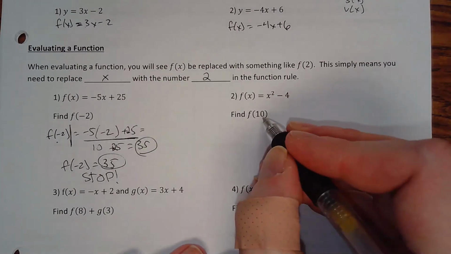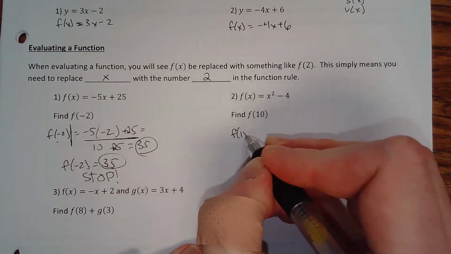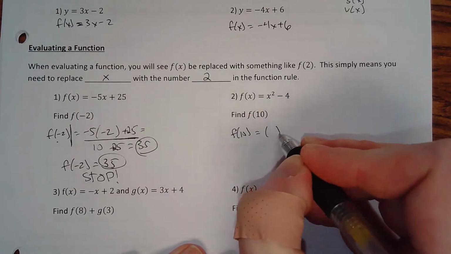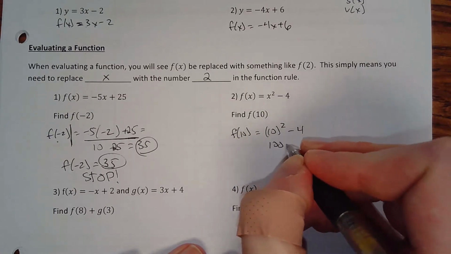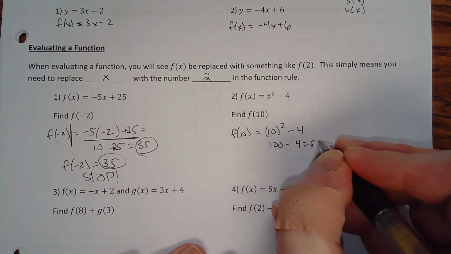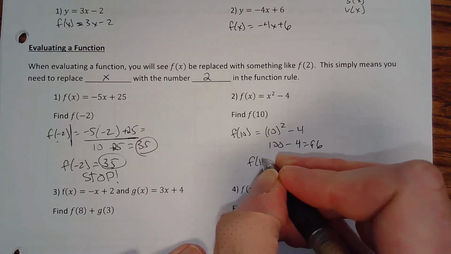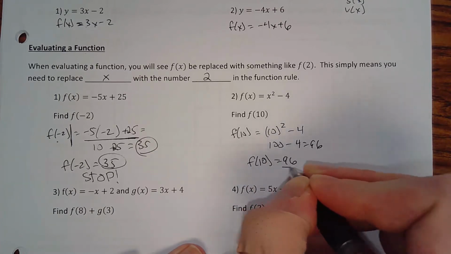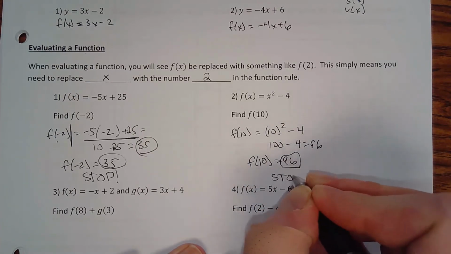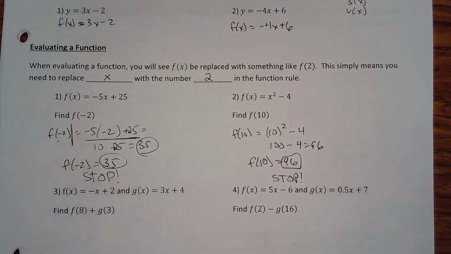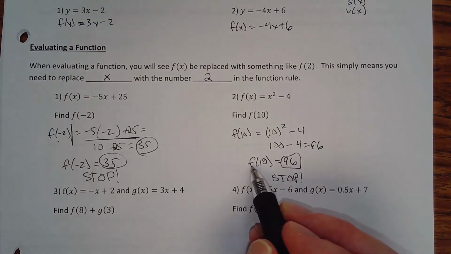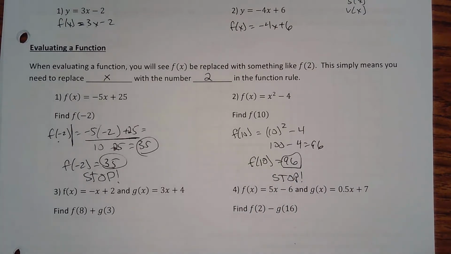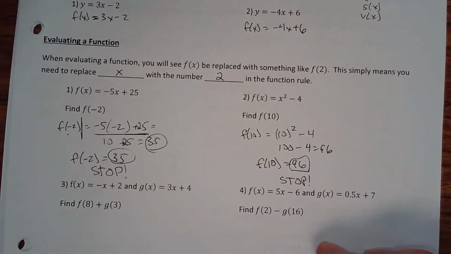Over here, this says plug in 10. So f of 10 says to take out x and put 10 in its place. So this would be 100 minus 4, which is 96. So f of 10 equals 96. Stop. Stop right there. That's your answer, 96. Okay. We don't divide by 10 to solve for f because f's not a variable. It's just a name. It's a name for the rule. Told us which rule to use.